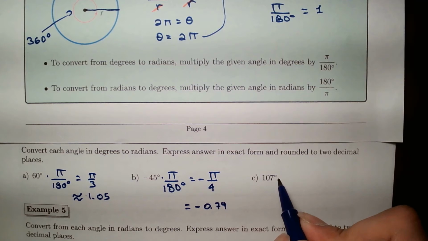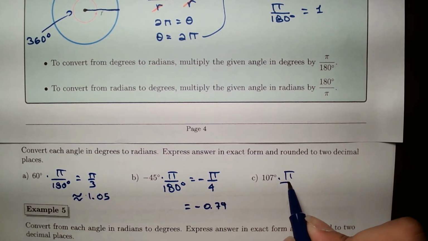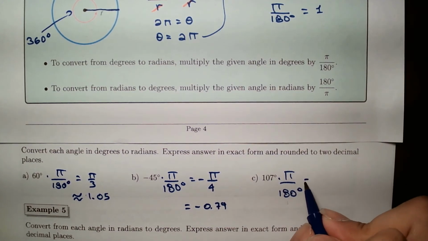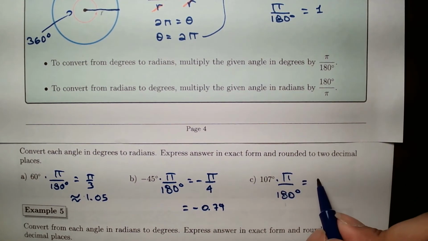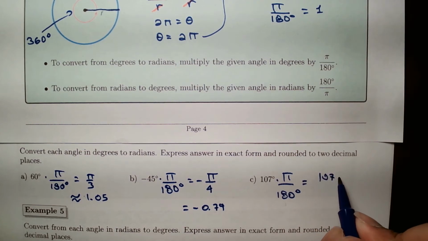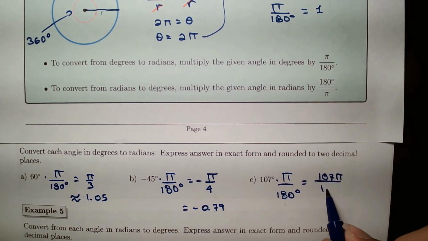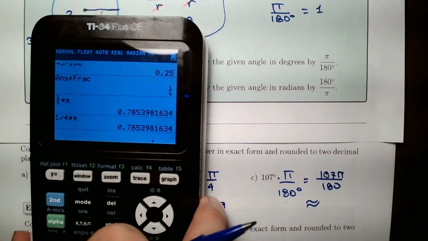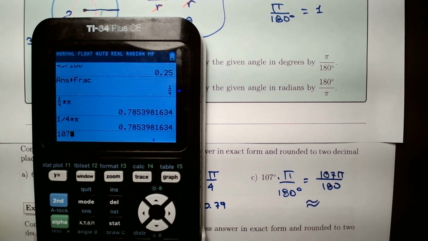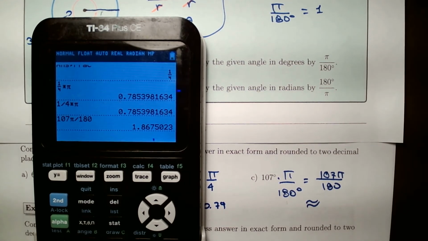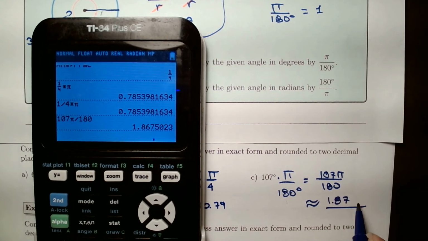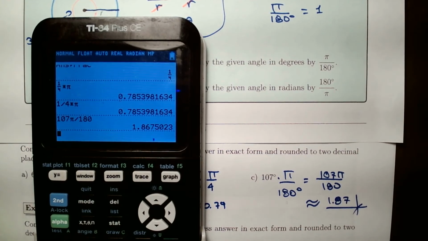Well, in this case, 170 degrees multiplied by pi divided by 180. The numbers are not divisible, so that's simply 107 pi over 180. And approximately, this is 107 times pi over 180, and that's 1.867, 1.87 if we round to 2 decimal places.